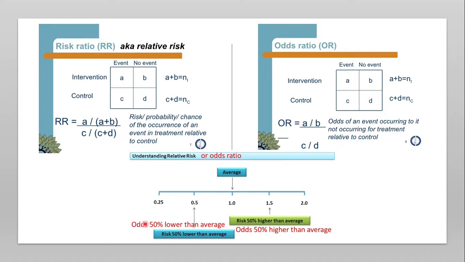Both of them have the same scale of measurement in terms of how you might interpret what you might call the effect size. So if it's greater than 1, say for example, the odds ratio or the risk ratio is 1.5, that means if it's a risk, they're at 50% higher risk than the other group, or the odds are 50% higher than the other group, and it's the opposite if it's below 1.